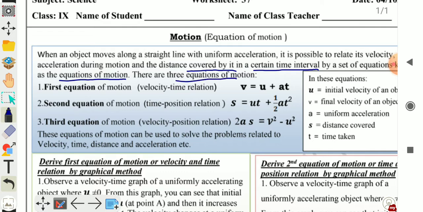First one is velocity time relation. The first equation shows the relation between velocity and time, and this is v equal to u plus at. The second equation shows the relation between time and position, and it is represented by s equal to ut plus half at square. The third equation of motion is the velocity position relation, and it is represented by 2as equal to v square minus u square.